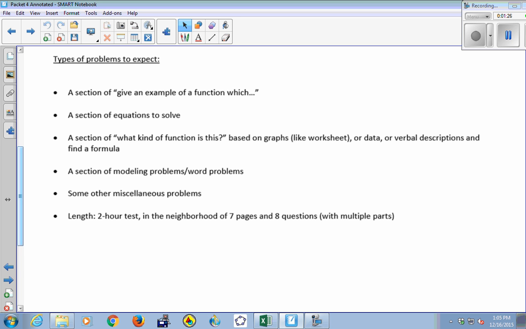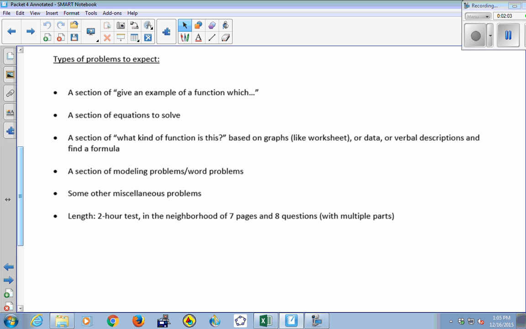There'll be a section of what kind of function is this based on some graphs or some data or some verbal descriptions, and you'll have to find a formula for it or match it to a formula. And you have a worksheet like that also, where you have some pictures and you have to find a formula. There'll definitely be a section of word problems, modeling problems. And then there are some other miscellaneous problems that are going to be thematic. Like there's probably going to be something with composition and inverses.